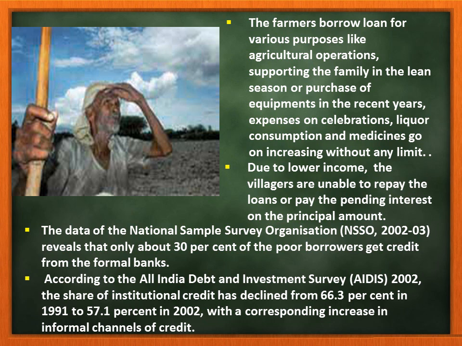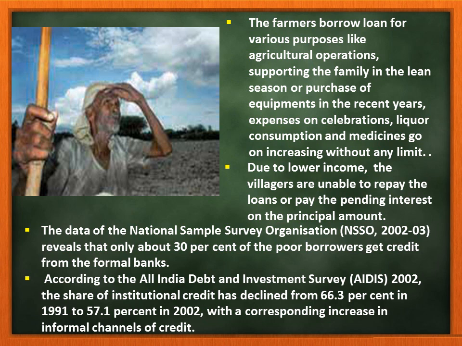The data of the National Sample Survey Organization reveals that only 30% of poor borrowers get credit from the formal banks. Only 30% of agriculturists get loans from the bank. The remaining people get it from local money lenders. கந்துவட்டி காரங்கிட்ட தான் கடன் வாங்குறாங்க.